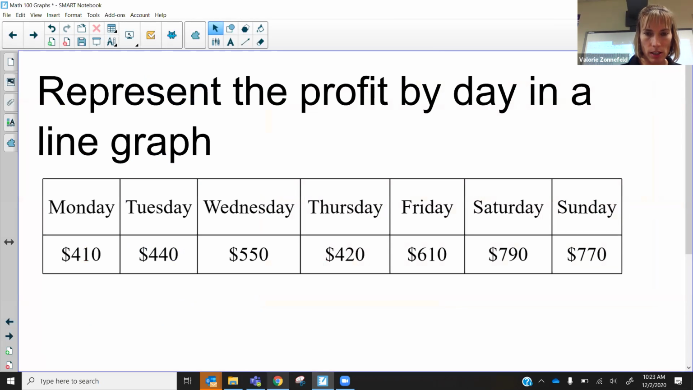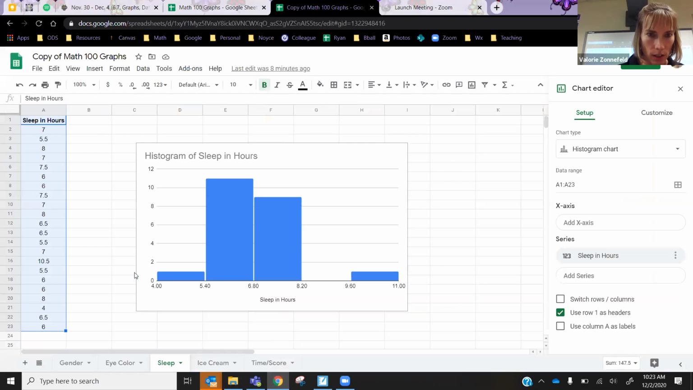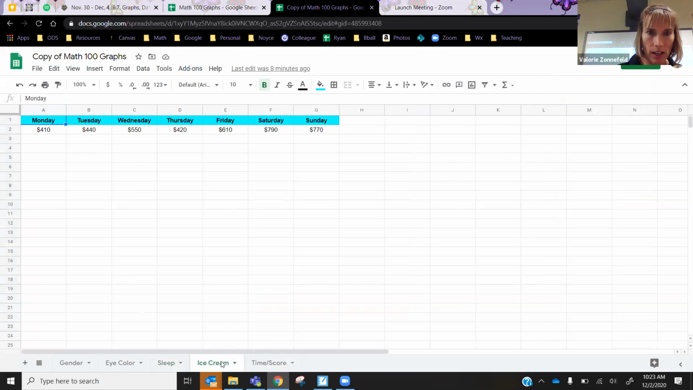It is time for us to do one of these. So we're gonna look at ice cream sales over a week. Let me share my screen a second here. Really? Oh, that worked so easy. Why did that work so easy?